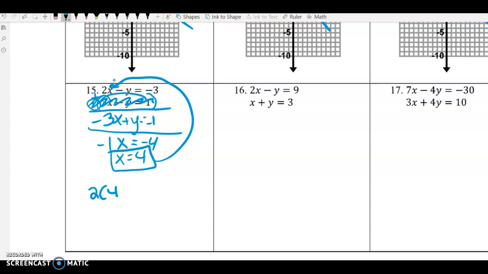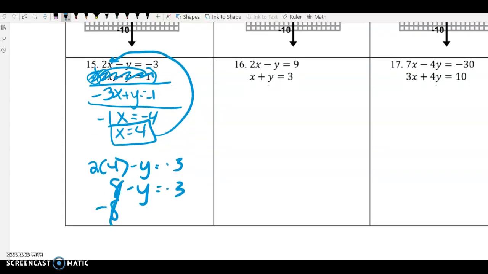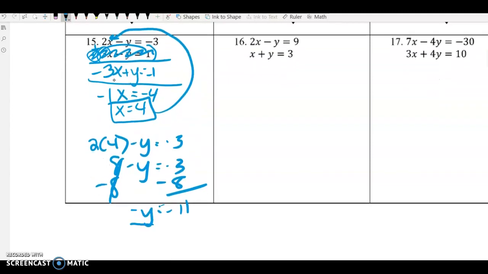2 times 4 minus y equals negative 3. 8 minus y equals negative 3. I'm going to subtract 8 on both sides. I get negative y equals negative 11. Divide both sides by negative 1, and I get y equals 11. So my ordered pair, where my lines intersect, is 4, 11.